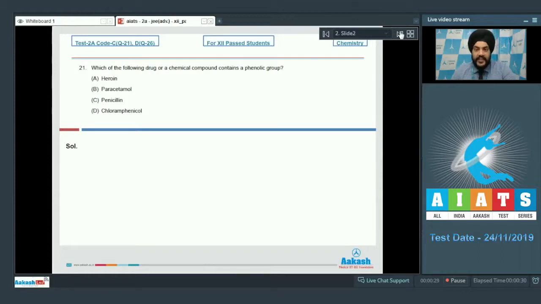So students, the first section contains 6 questions. Each question has 4 options, out of which only one single option is correct. Okay. So let's start with question number 21.